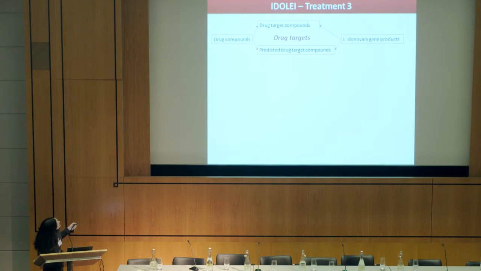Another example is that a drug compound can have a drug target compound already known or a predicted target compounds. For example, we can find this information in ChEMBL, and we can annotate the ChEMBL ID in our ontology. And some of the gene products of Leishmania donovani can be drug target compounds or predicted drug target compounds in other resources like ChEMBL. So this is the power of annotations.